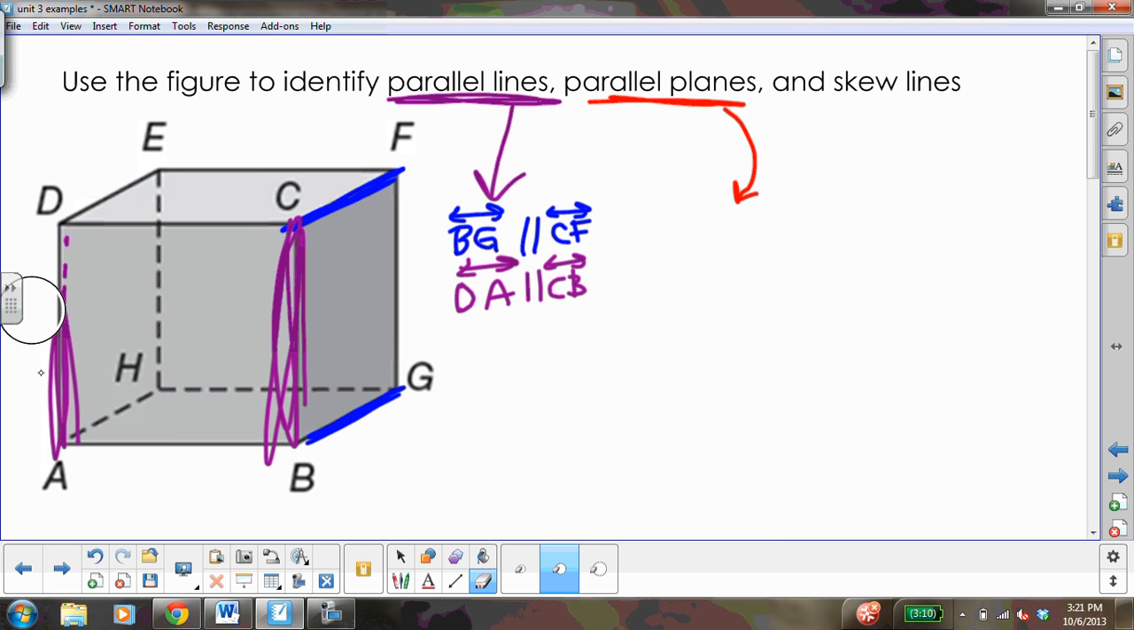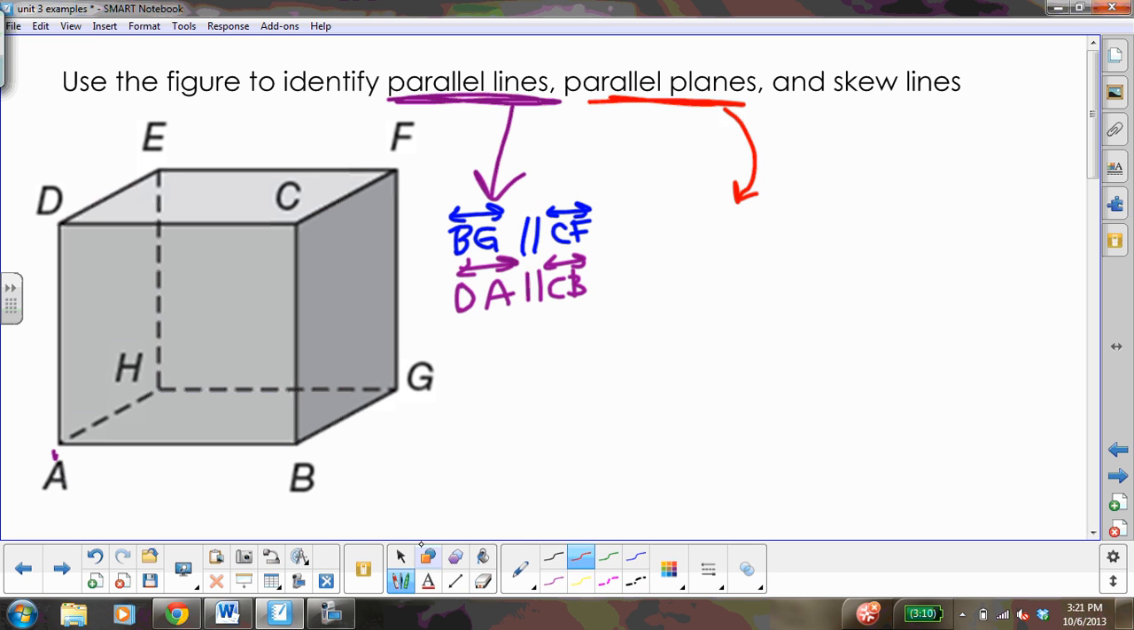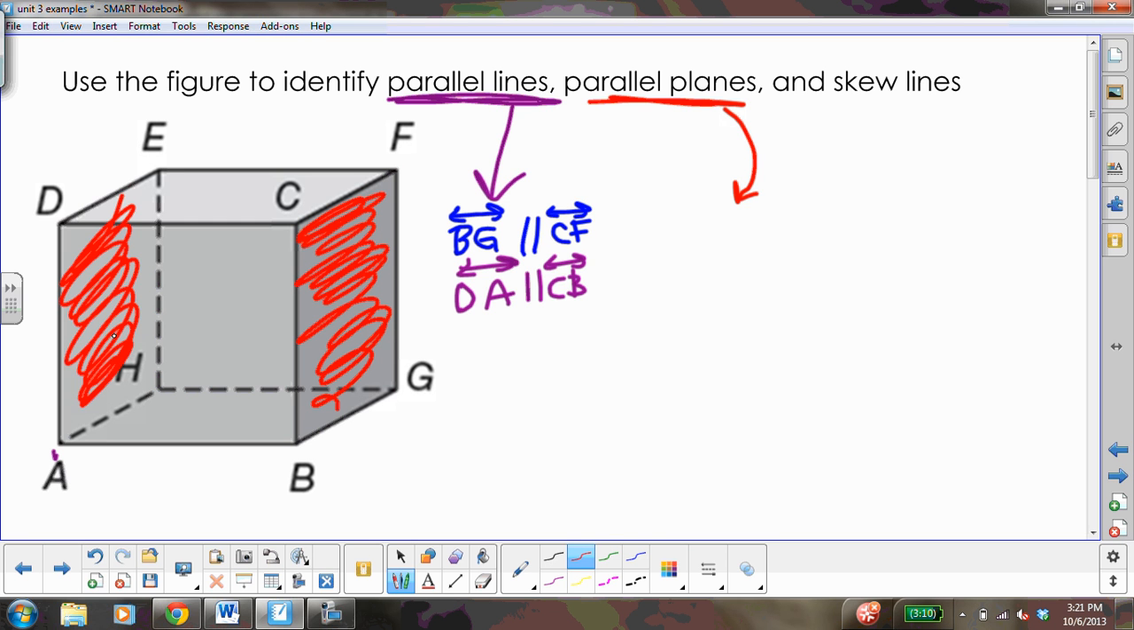Now, parallel planes, the planes themselves can never intersect. So if I look at this box, the left side of the box will never intersect with the right plane of the box. So I could say that these two particular planes would be parallel.